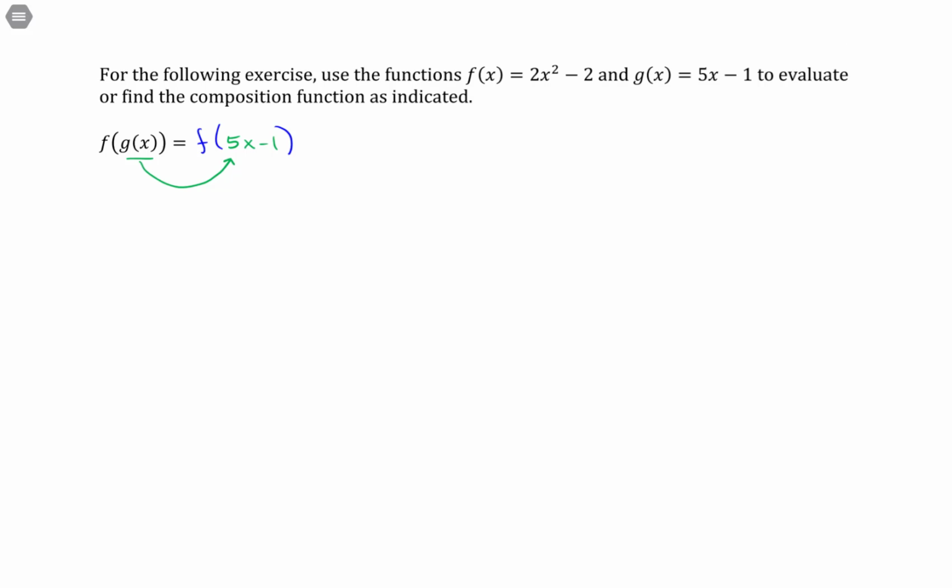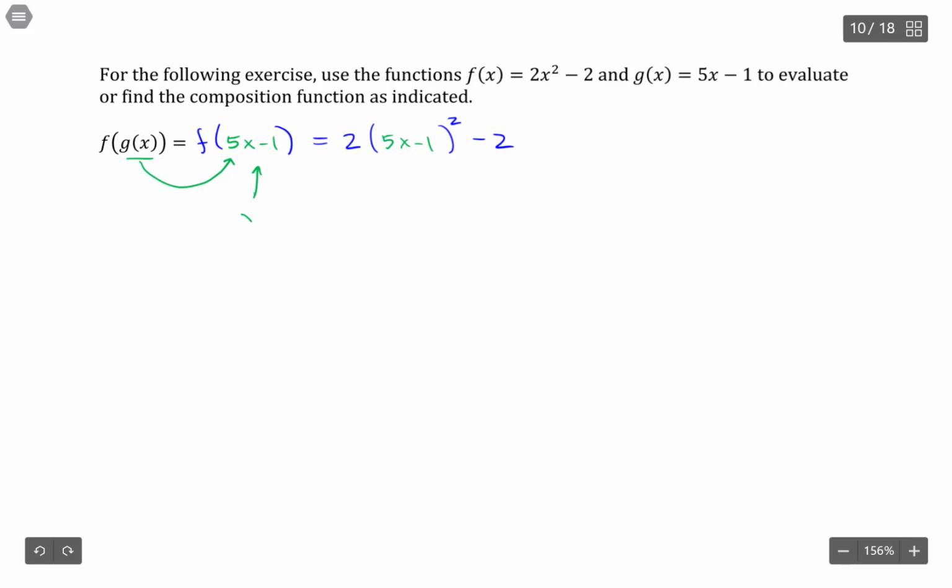Now this kind of problem means to take the function f(x) and replace everything in the x with 5x − 1. So for instance, I still have 2 times the value of x, which is now (5x − 1)² − 2. Whenever I replace x here with something else, I do the same over here. I'm just replacing x with this binomial instead.